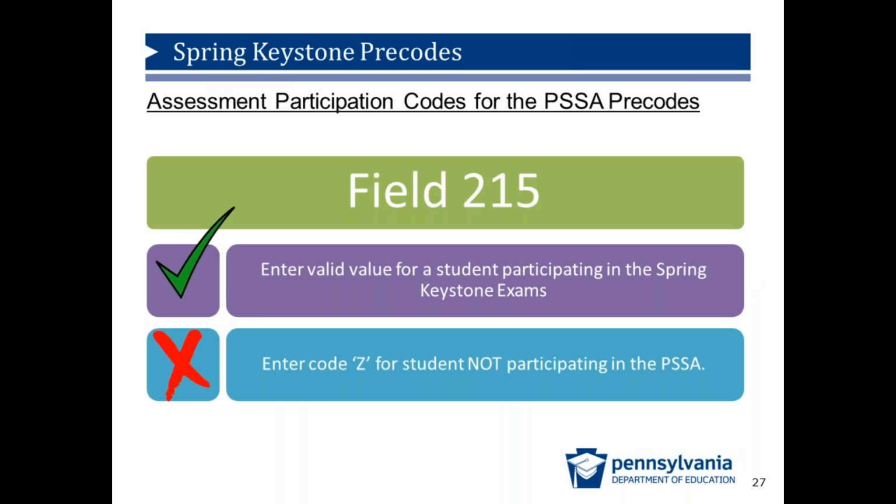Another data field we need to discuss is field 215, assessment participation. This field is used for pre-code purposes by our office. It is not used for accountability. Refer to slide 16 to see how a student record is included or excluded based on the data entered in the student school enrollment and programs fact templates.